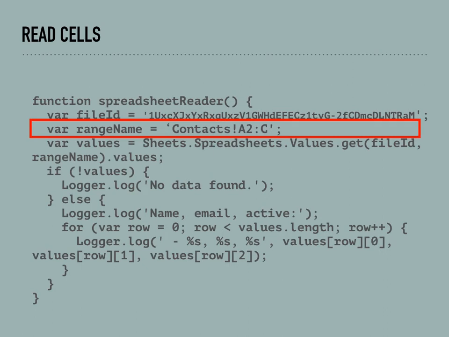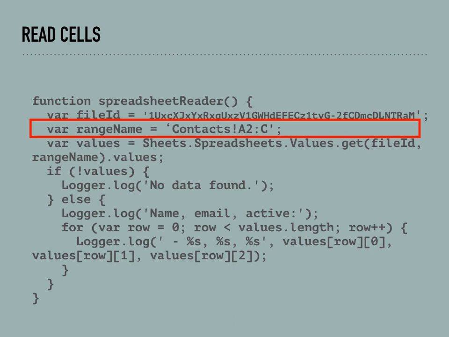It is the sheet name followed by an exclamation mark and then the coordinates of the first cell, a colon, then the coordinates of the last cell. For example, the sheet name here is contacts, the starting position is A2, and the ending position is column C. So that means all of column C. We ignore the row or column coordinate. For example, here we ignore the row coordinate, meaning that we want to read to the end of this column.